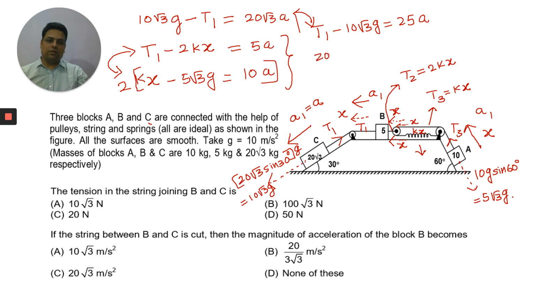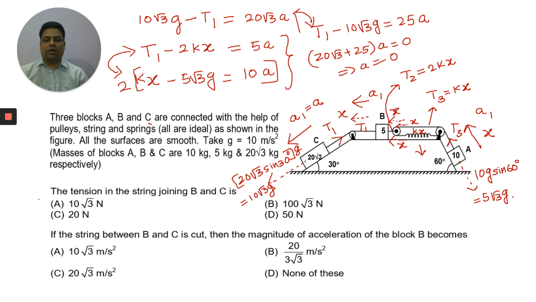20 root 3 plus 25 into a is equal to 0. Implies acceleration is 0. Implies the system remains at rest, it doesn't move.